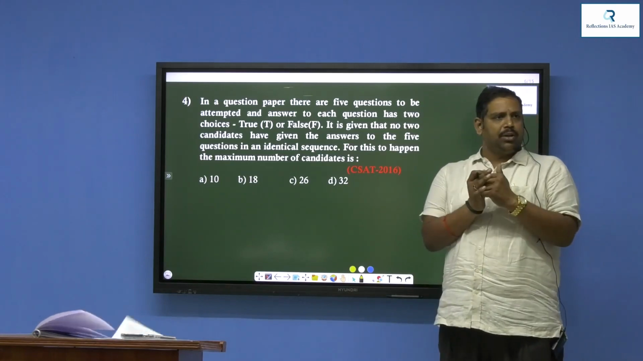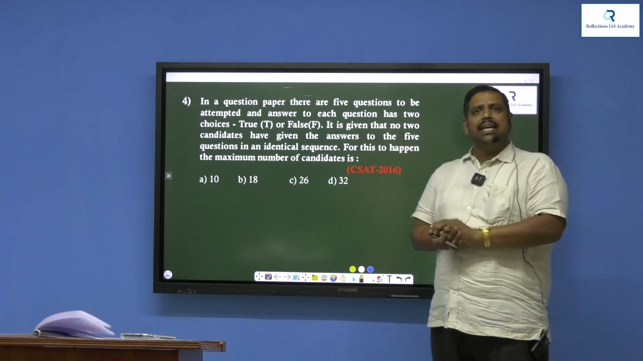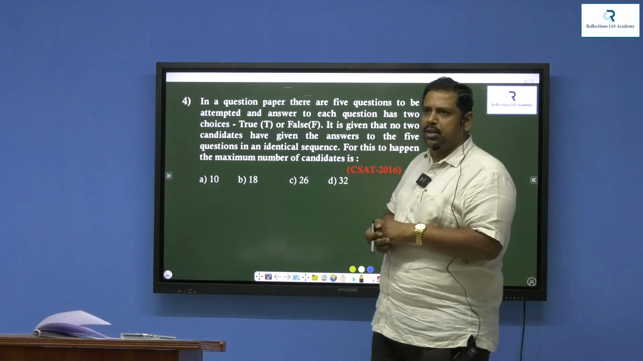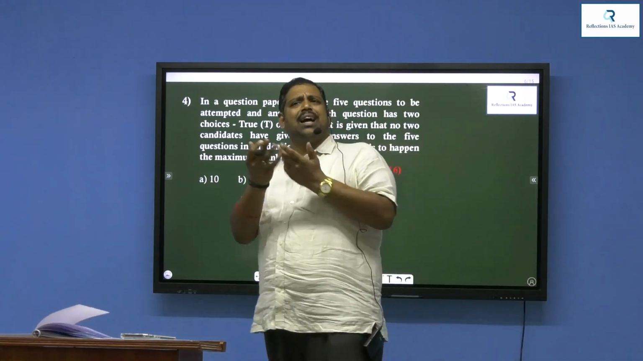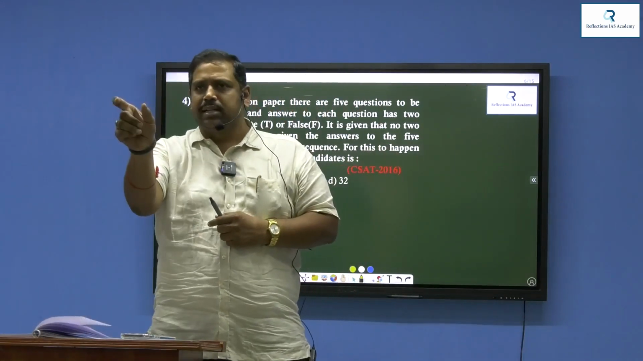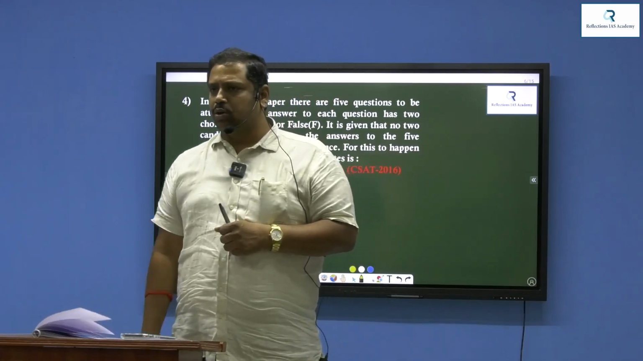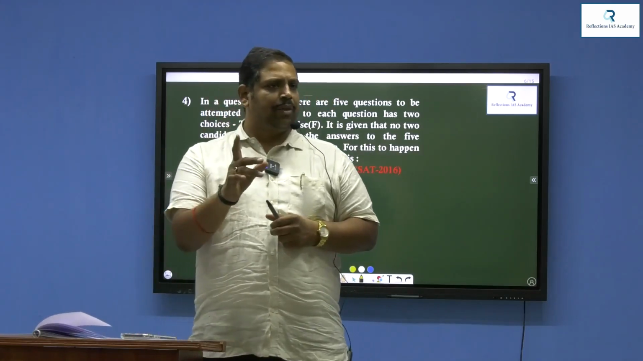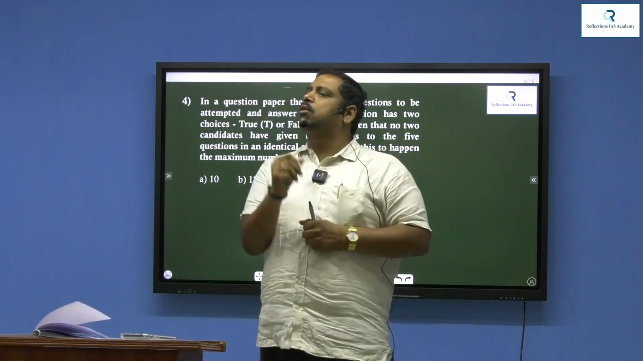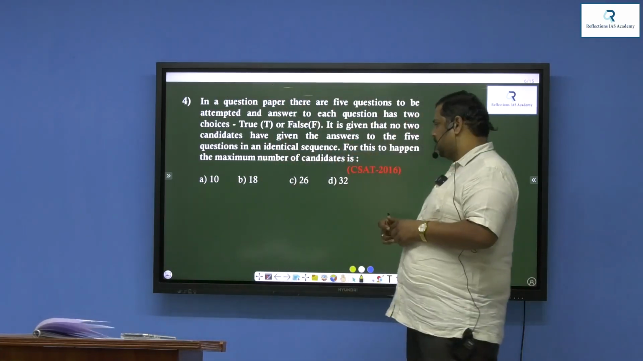Do you understand the question? Okay, how many questions do I have here? 5 questions. Each question has 2 possible options. True and false. Correct answer I don't want. What I want is, whatever is the way one has answered, the same pattern the other should not follow. Do you understand my point? What is the maximum number of students for this? He is asking. Okay, what I'm asking is, observe here.